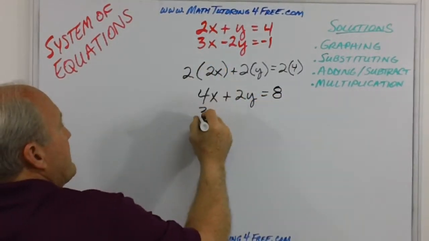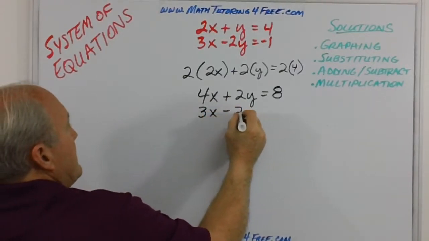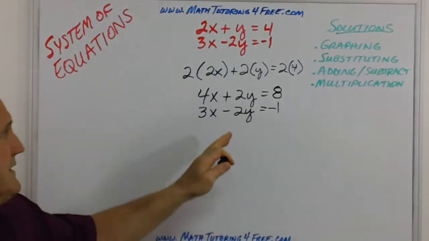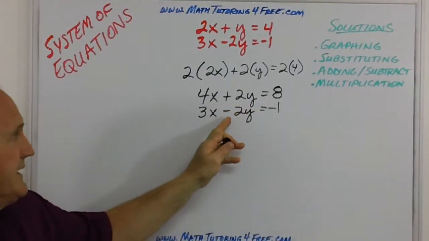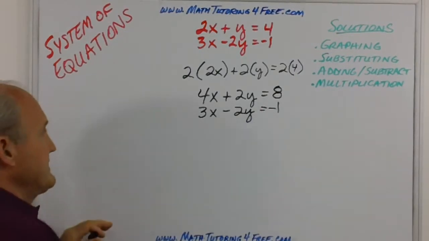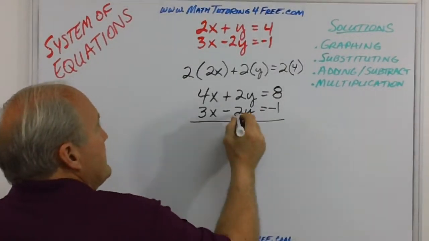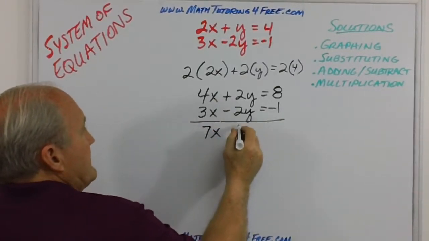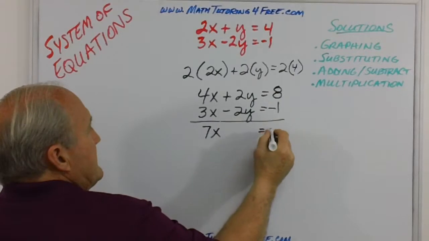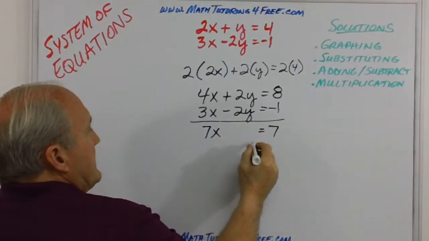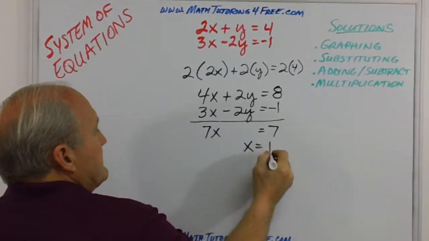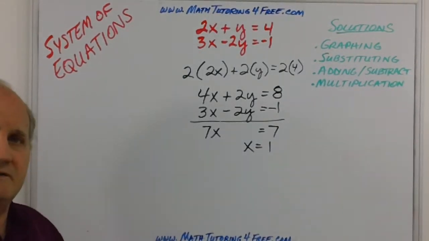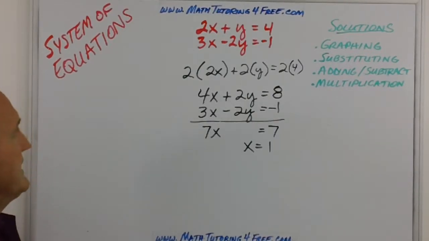Bring down the second equation. And I hope you see now that we have positive 2y and a negative 2y. So in this case, we can just add these two equations, and what do we get? 7x, the y's drop out, is equal to 7. X obviously then is equal to 1. Okay, we know that matched the last one, so we know that was good.